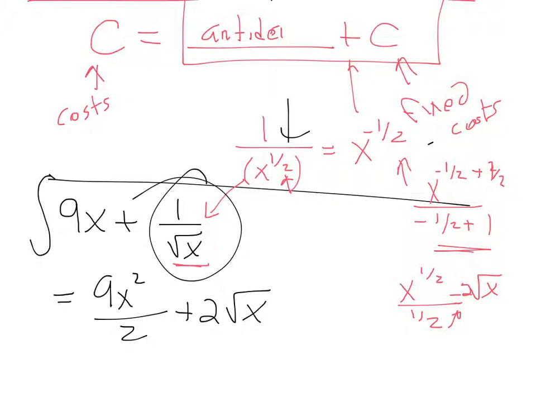So is it 2x or 2x to the 1/2? It could be 2x to the 1/2, which is the same thing as 2 times the square root of x, because x to the 1/2 is the same as the square root of x. The plus c is needed.